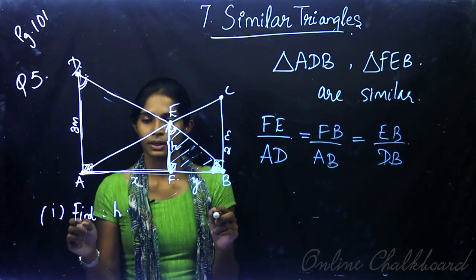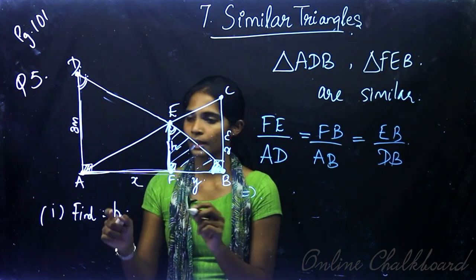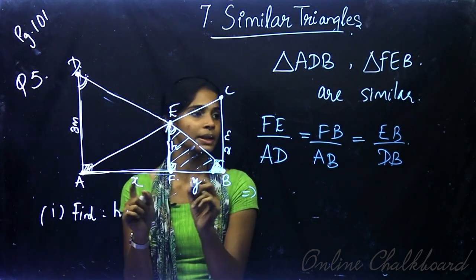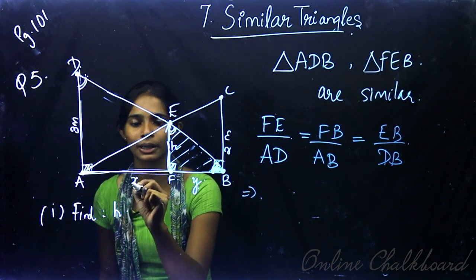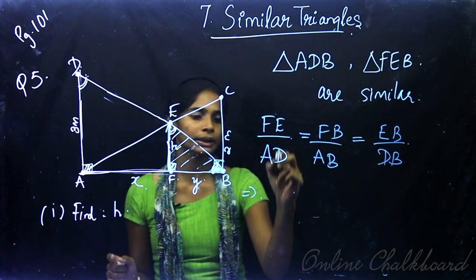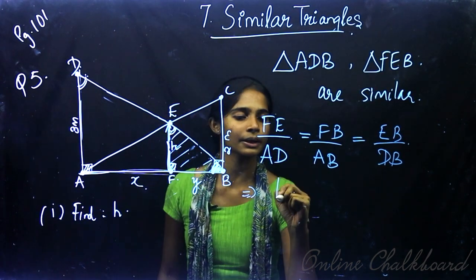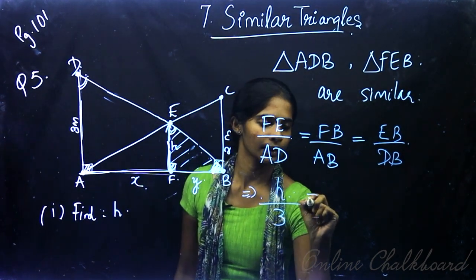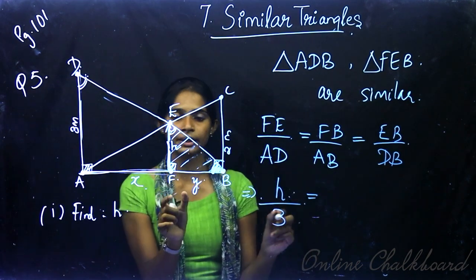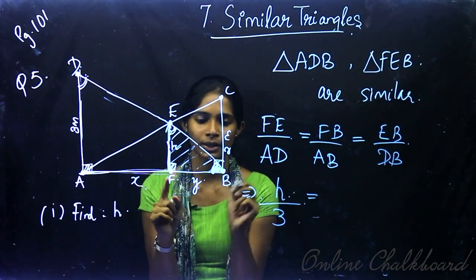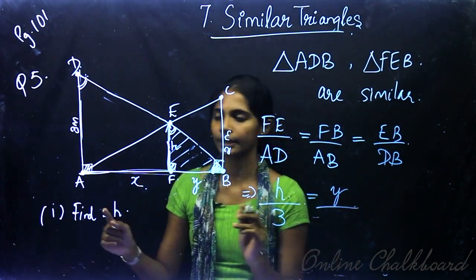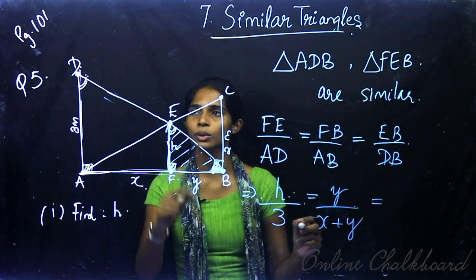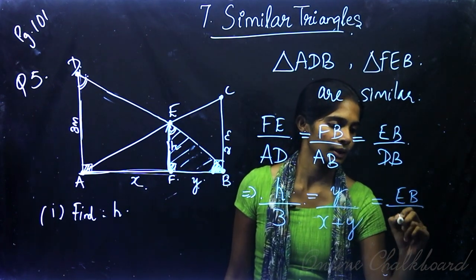Okay. So this can be written as, suppose we name AF and FB as x and y, just to help. Okay, we rewrite. FE is the height. So, h divided by AD, it is 3, equal to FB divided by AB. FB is y. Y divided by AB will be x plus y. This is equal to EB divided by DB.